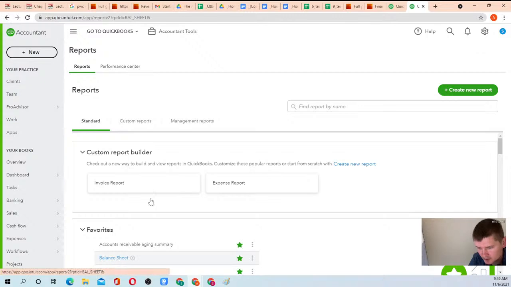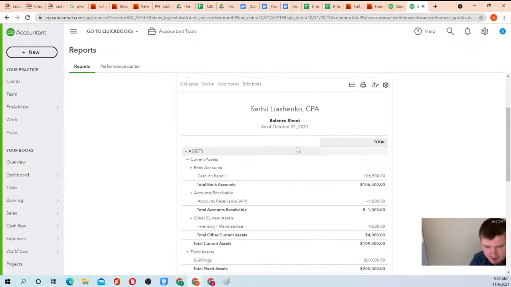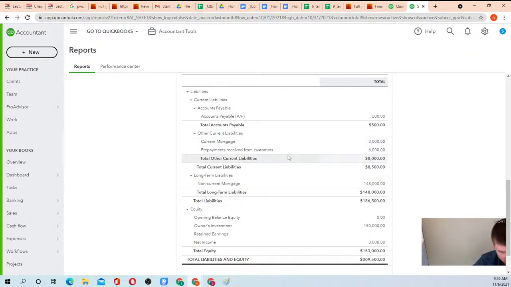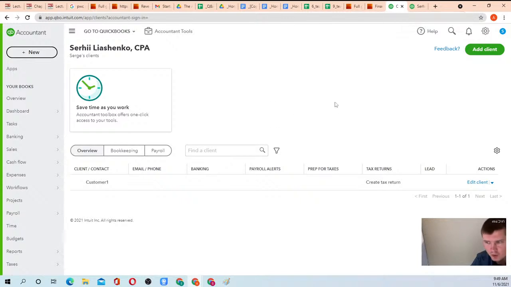And in the reporting, let's open the balance sheet. I have some previous transactions in here, so it will be a bit harder to reconcile, but if we click at the owner's investment amount, we will see these 50,000 deposited here. Okay, so what's the next task?